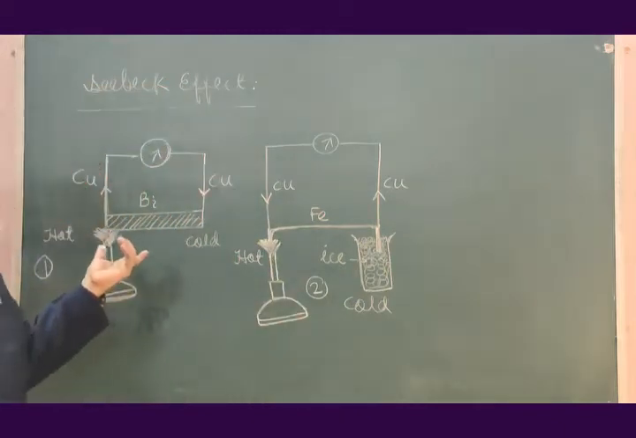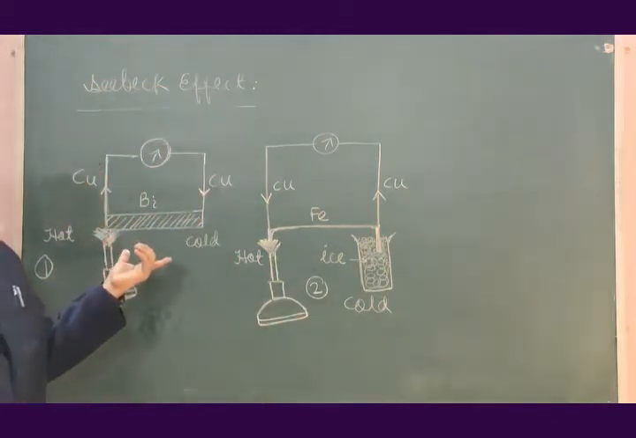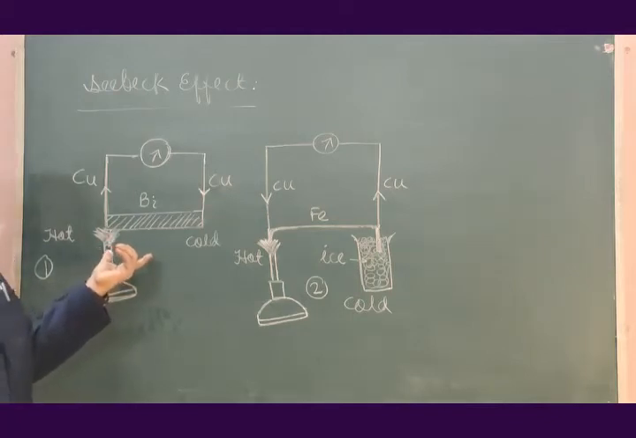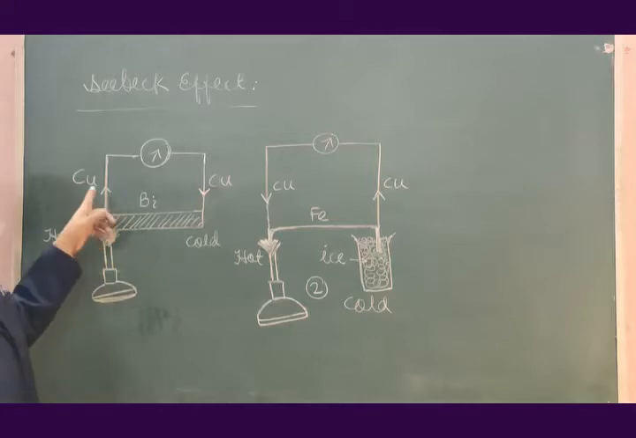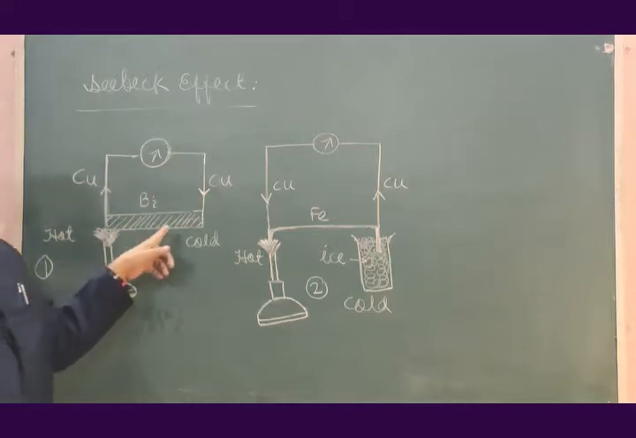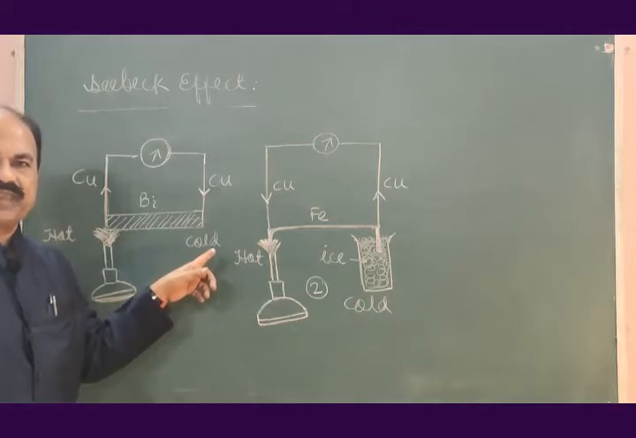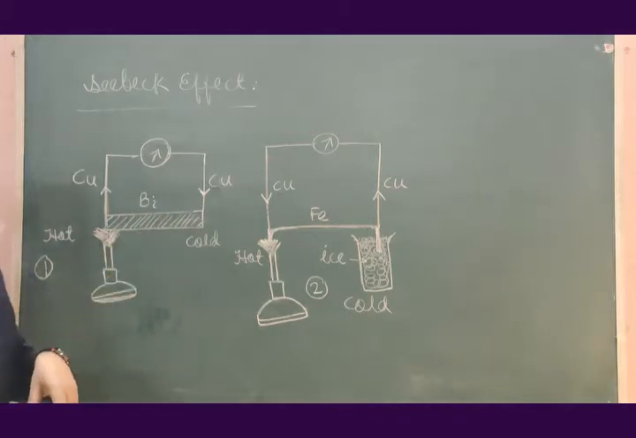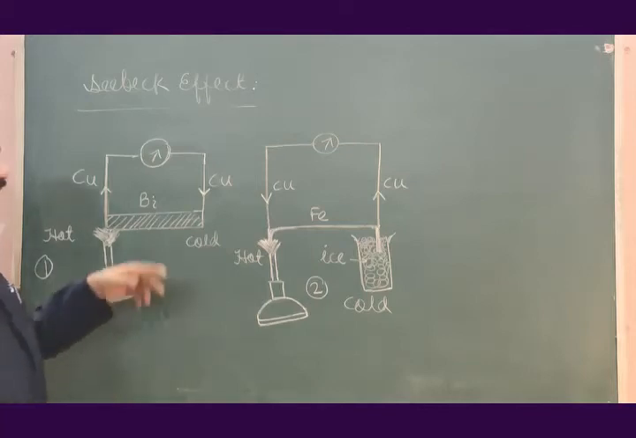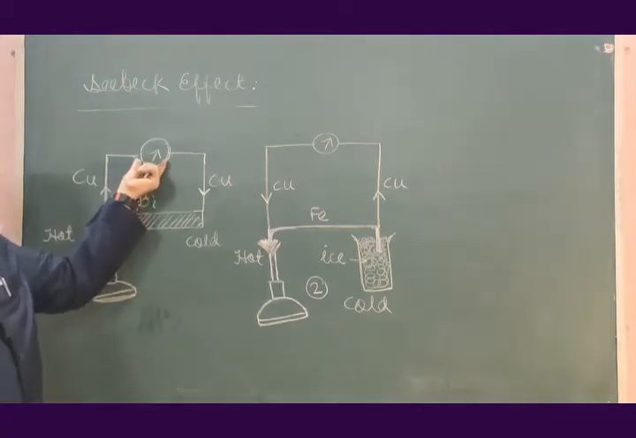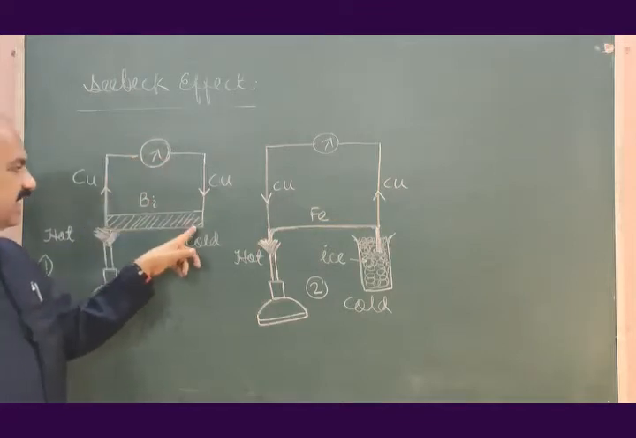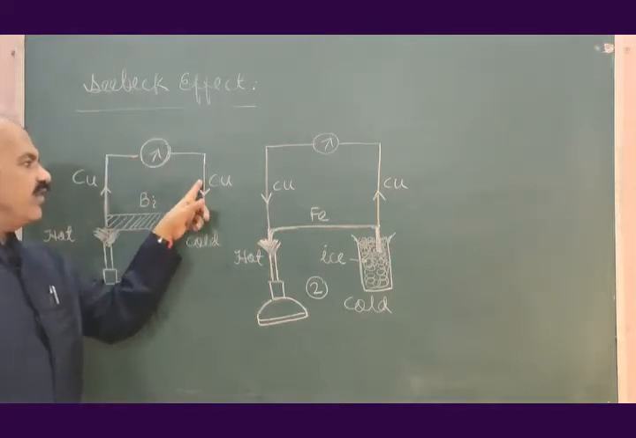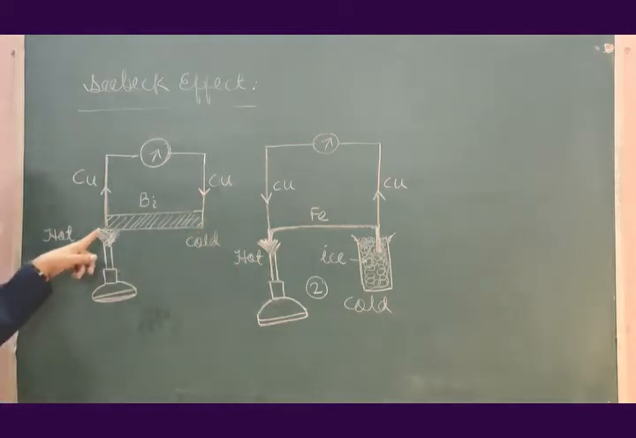Let us come to figure 1. In figure 1, what Seebeck did is, he took copper wire and one bismuth metallic strip. These two together form a thermocouple. He connected a galvanometer in the copper wire here. This is one junction of copper and bismuth. This is the other junction of copper and bismuth.